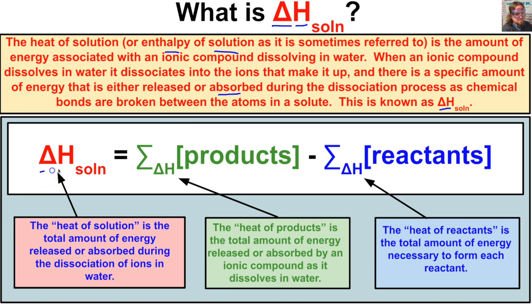To calculate the heat of solution, it's simple. We take the sum of the change in heat of our products minus the sum of the change in heat of our reactants. The heat of solution is the total amount of energy released or absorbed during the dissociation of ions in water. The heat of products is the total amount of energy released or absorbed by an ionic compound as it dissolves in water, and the heat of reactants is the total amount of energy necessary to form each reactant. If we know this by looking at a heat of formation table, then we can quite simply determine what the heat of solution is.